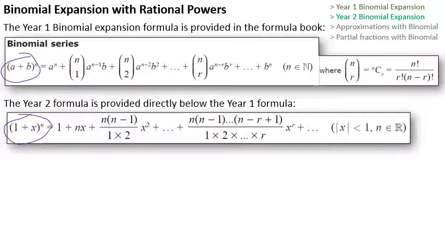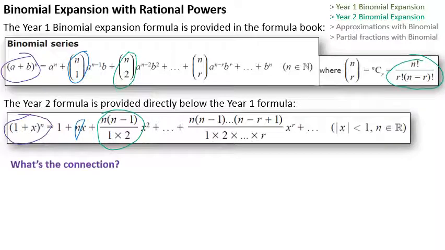But then the other bits, they look a bit strange as well. Instead of having n choose 1, we seem to have an n. And instead of having n choose 2, we've got an n times n minus 1 over 1 times 2. Now those terms should look a little familiar. They're kind of like the factorial terms, a number multiplied by the one below it, and then on the bottom 1 times 2, that's just 2 factorial. So there's something going on in here.